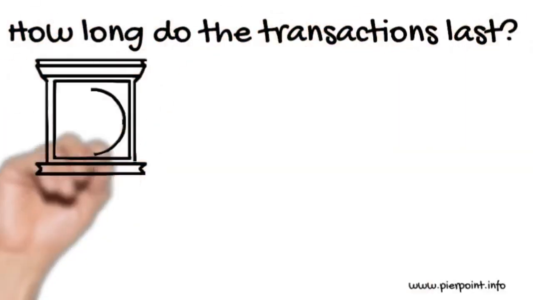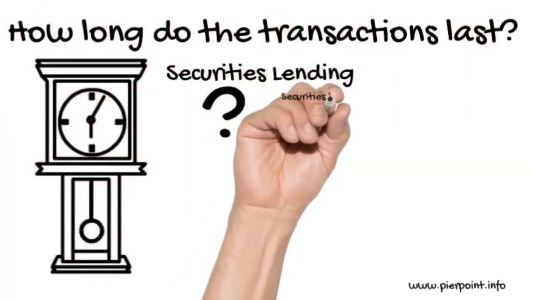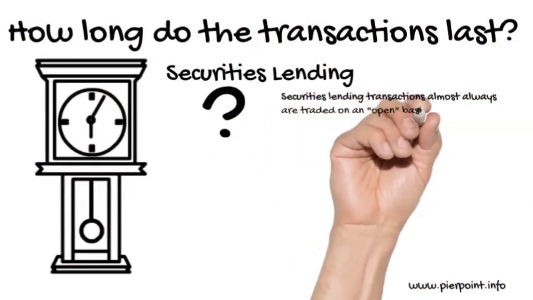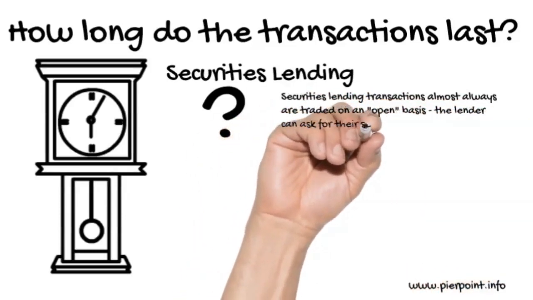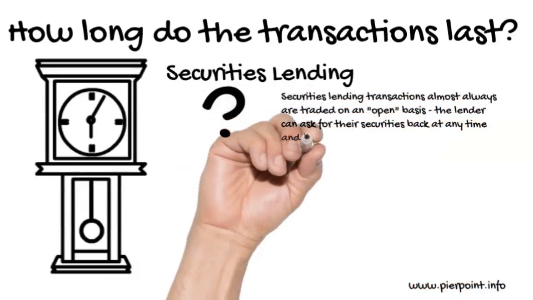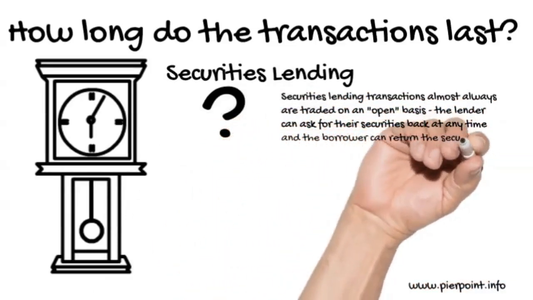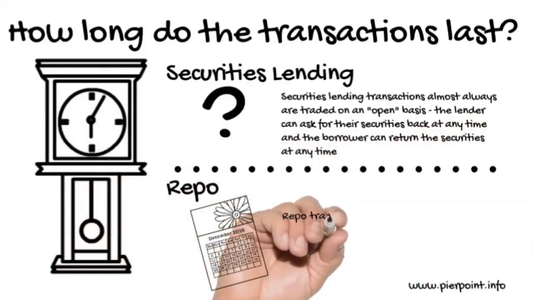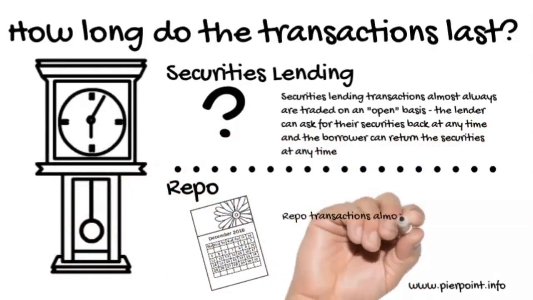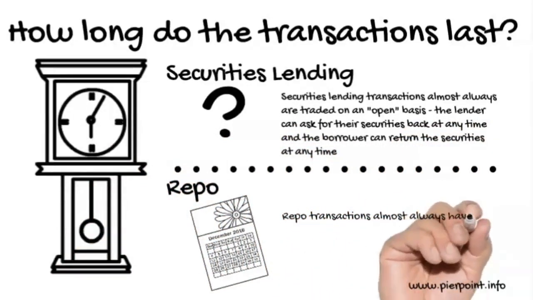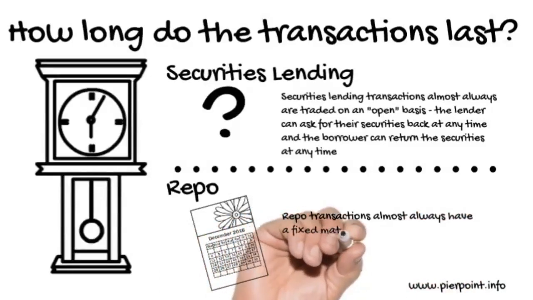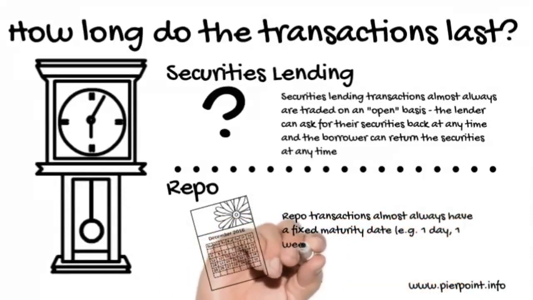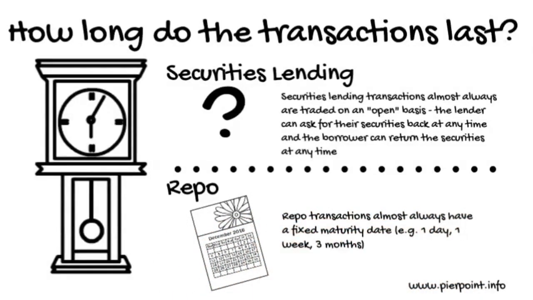How long do the transactions last? Securities lending transactions are usually traded on an open basis, meaning that the lender can ask for the shares back at any time, and the borrower can return the shares whenever it decides it no longer needs the borrowed securities. Repo transactions, though, have a fixed maturity date. These collateralized cash loans can be for as short as an overnight loan out to longer than a year. Most repo transactions, though, are 1 month or less in duration, and the most common transaction is an overnight loan.